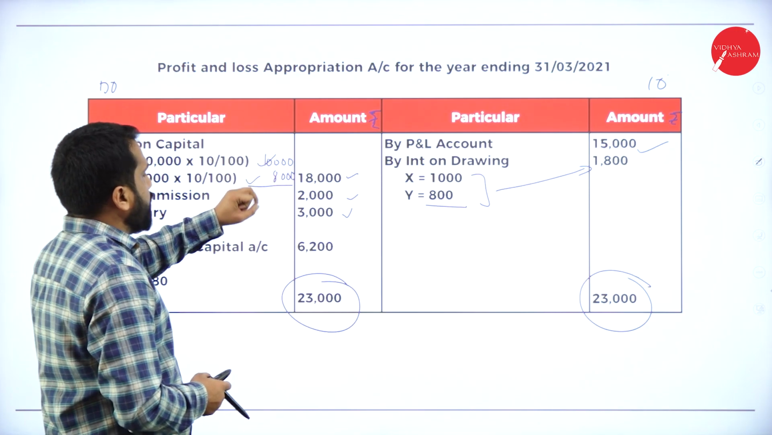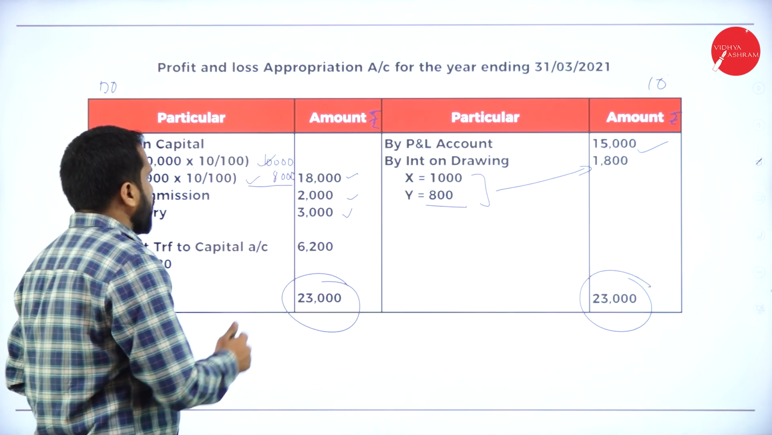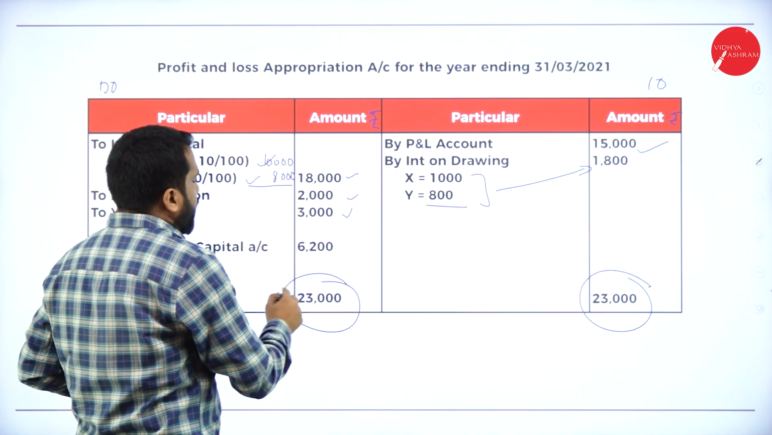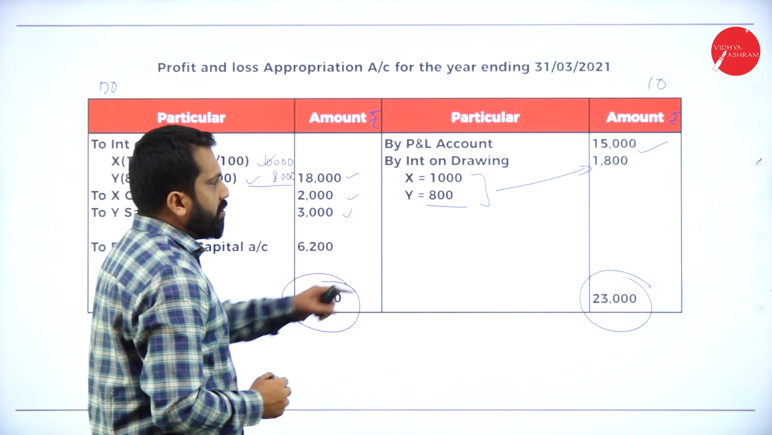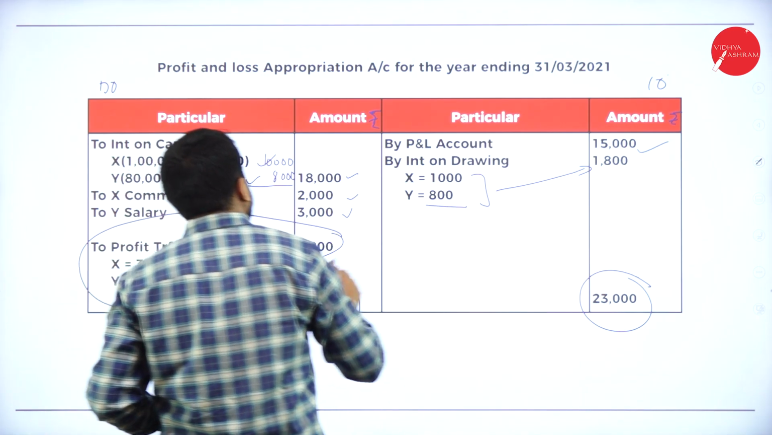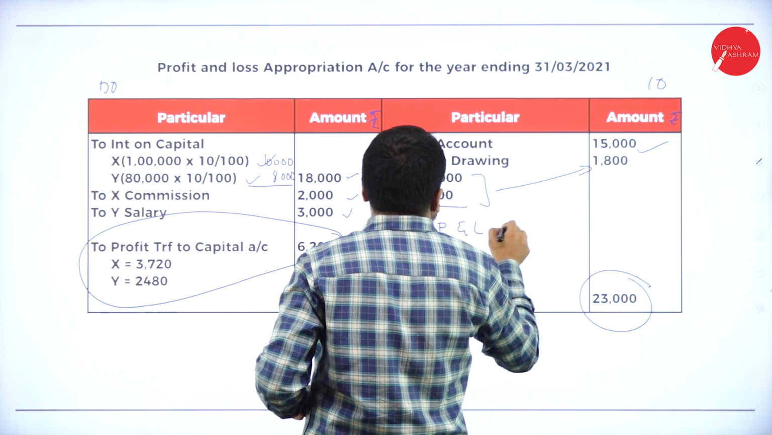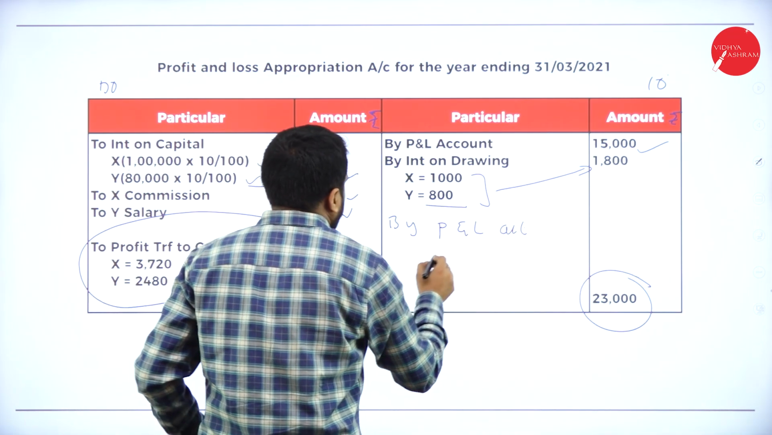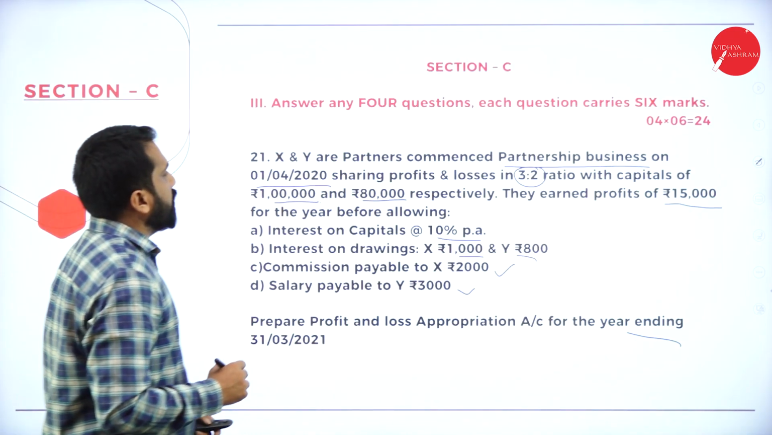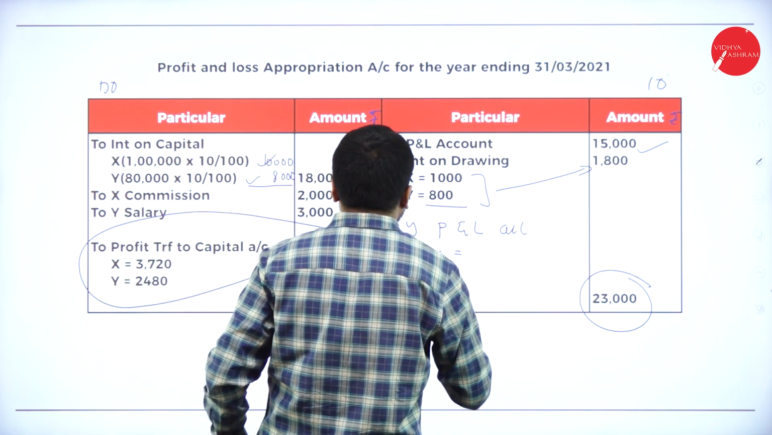3, 5, 18, 21. This side you have more value. Now 18,000 plus 2, 20,000 and 23,000. Here also 23,000, and you have to write this by profit and loss account, X and Y. What is the ratio they have? The ratio is 3:2.